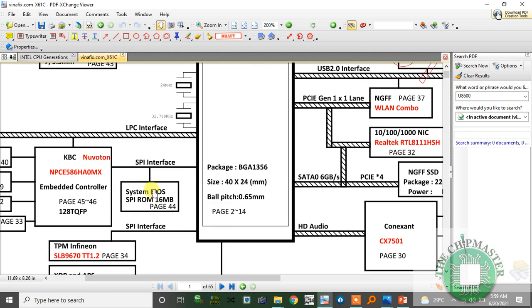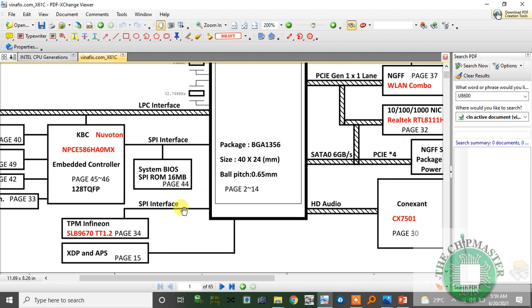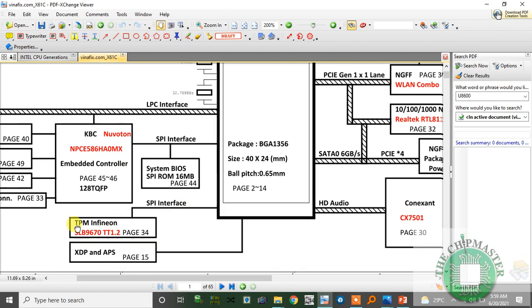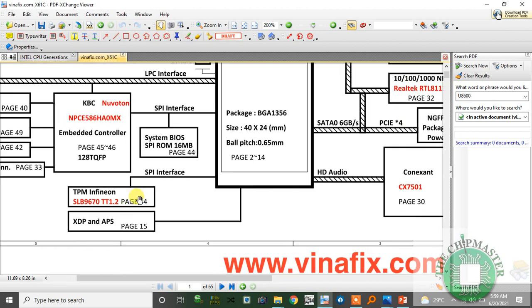We have here a BIOS. As you can see, it is shared at the BIOS. The SPI ROM is a 16 megabyte ROM. So it's sharing its BIOS with the CPU, right? And here's another SPI interface, and this is a TPM, which is a security section.